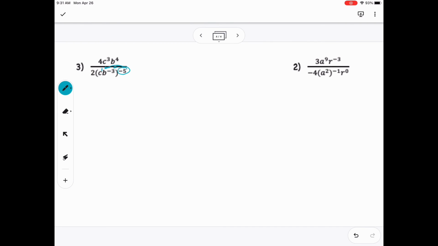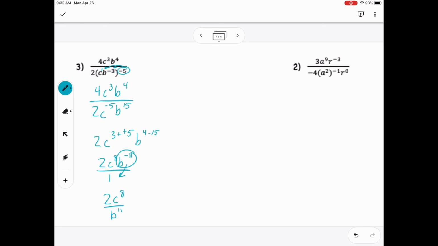Okay, number 3, I see a rule number 2 again. So I distribute that negative 5 in the denominator to the exponents of c and b to the negative 3rd. Then from there, I can simplify. Here, 4 divided by 2 gets me 2, so I can just write that as 2. I can use the division rule to help me get those simplified. I still have a negative exponent, so I'm going to move that down. And that gets me 2c to the 8th divided by b to the 11th.